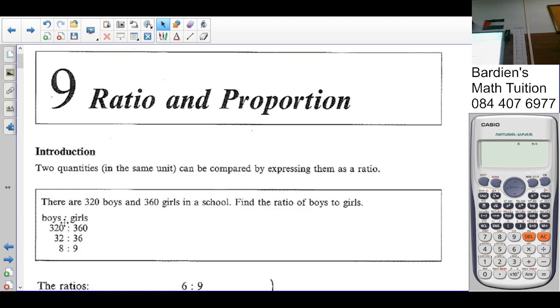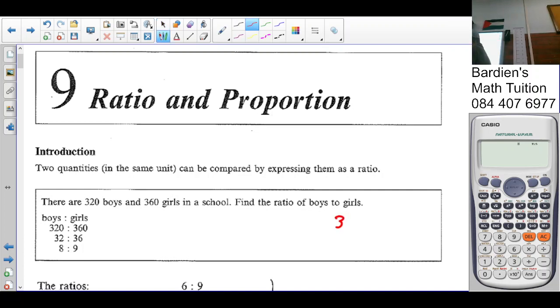In this, what happens is they divided both quantities by 10. Okay. We get 32 and 36. And as you can see, 4 can go into both, which gives you 8 is to 9. However, you could have seen from the beginning that 20 could have divided 320 and 360. Then you could have divided by 20 as well. Okay, it will make no difference. It will have just taken you one step to get there.